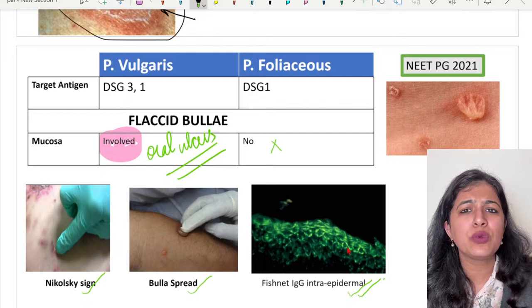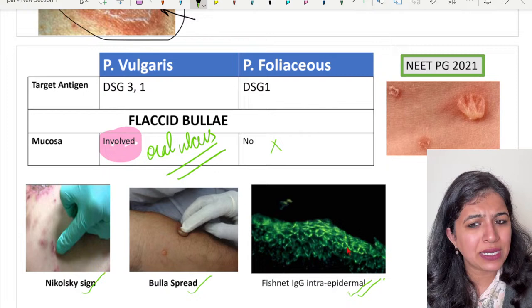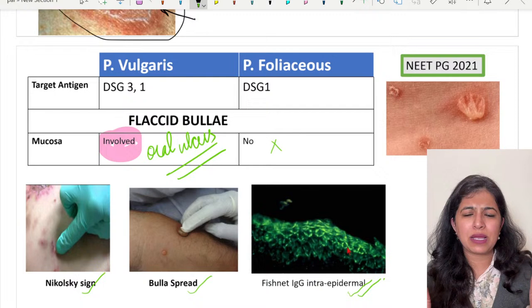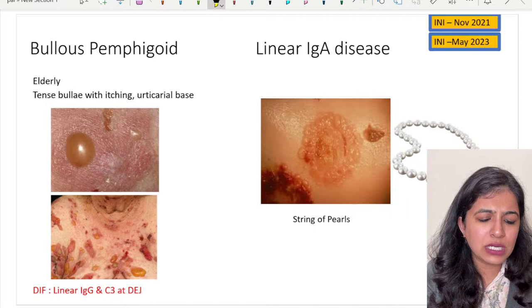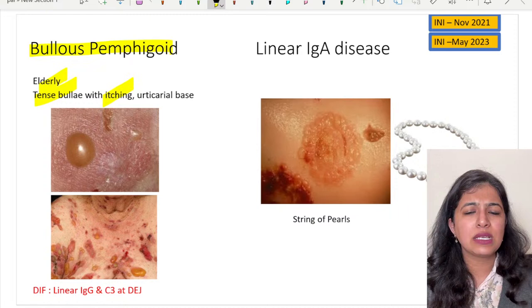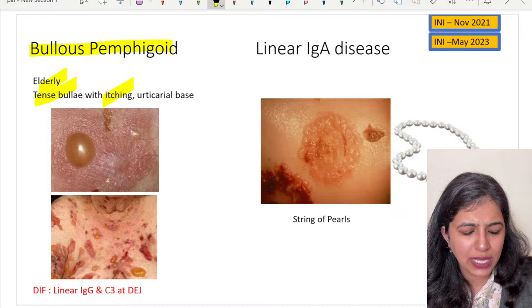The damage in pemphigus is to desmosomes, which bind keratinocytes to each other. So once the keratinocytes break away, they become separate. You get pemphigus. This is called acantholysis. Then we come to the tense bullae. If it is an elderly patient who presents with tense bullae with itching, the diagnosis is bullous pemphigoid. So elderly patient with itchy tense bullae, it is bullous pemphigoid.